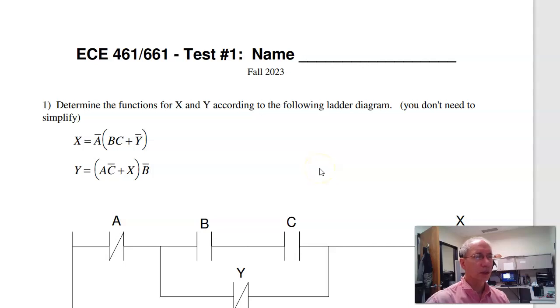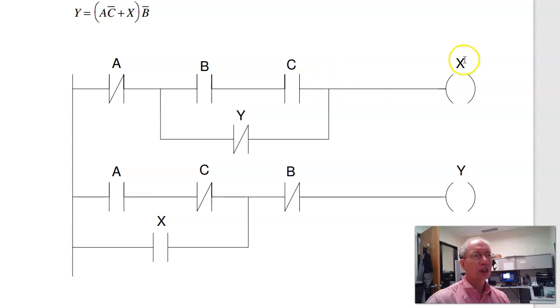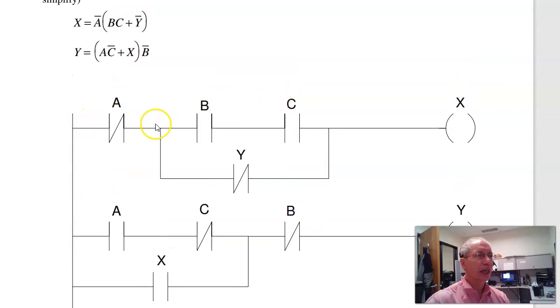Here are solutions to test number 1 for ECE 461-661 control systems. The first problem is looking at ladder logic. What's the logic for this function? Well, in this case, series is AND, parallel is OR. So this would be A bar and B and C or Y bar is X on the bottom rung. Y is A and C bar or X and B bar.